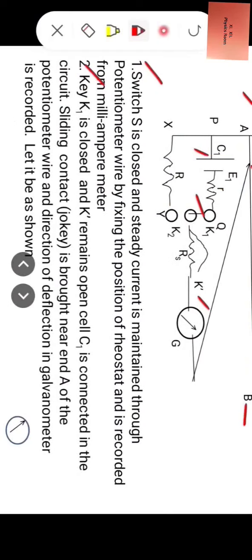Let it be as shown, that is towards left hand side. I repeat, key K1 is closed and K dash remains open. Cell C1 is connected in the circuit. Sliding contact jockey is brought near end A of the potentiometer wire and direction of deflection in galvanometer is recorded. Let it be as shown, that is towards left hand side.